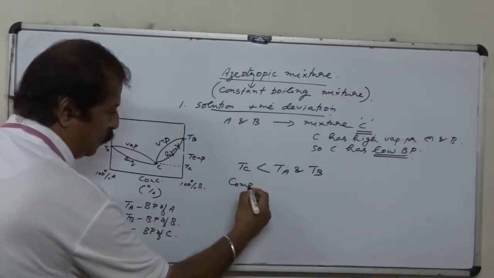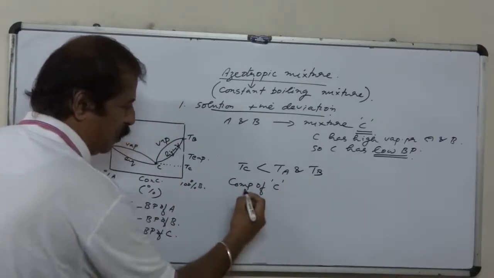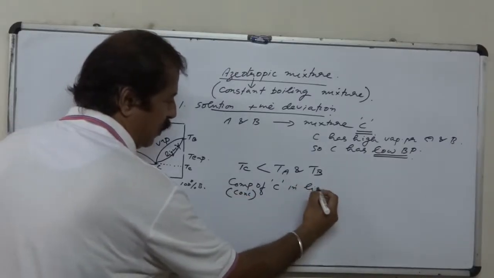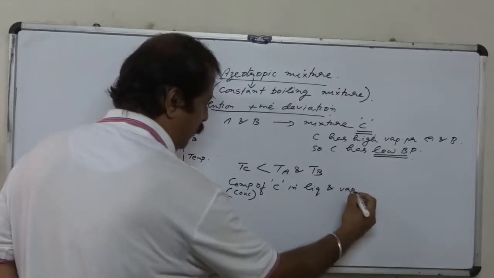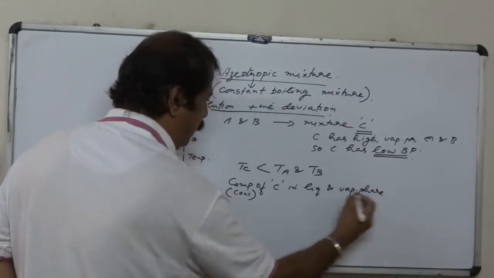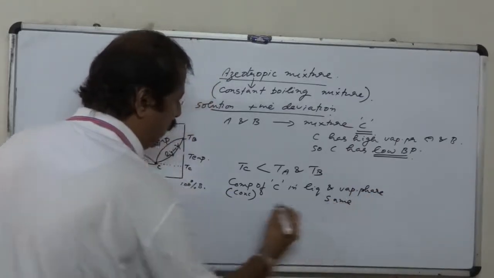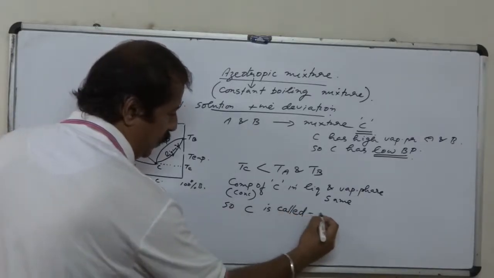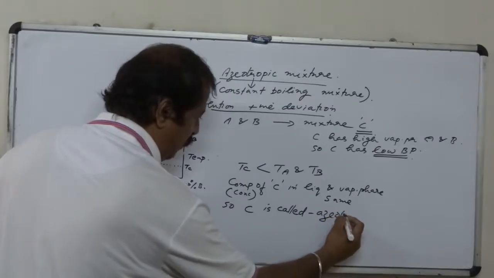The composition or concentration of C in liquid and vapor phase are same. So C is called azeotropic mixture.